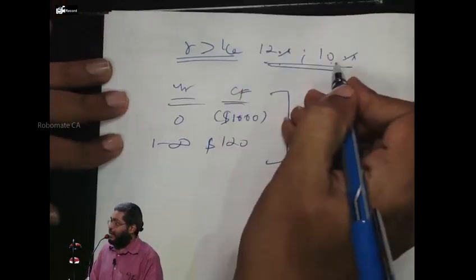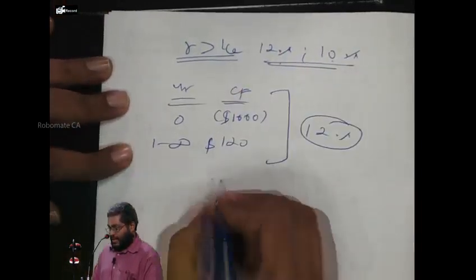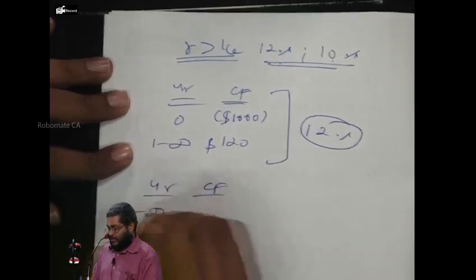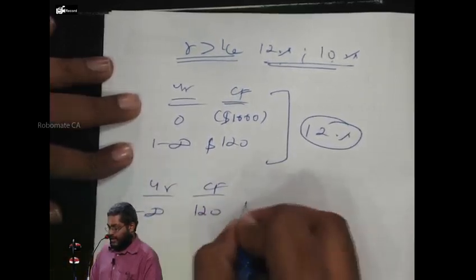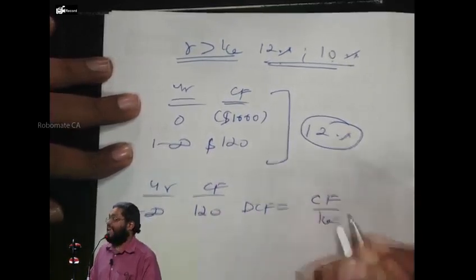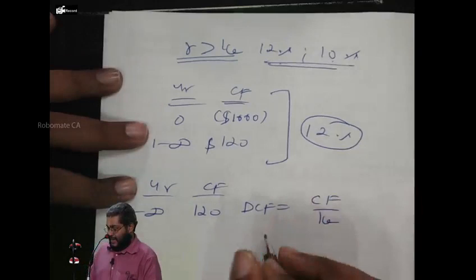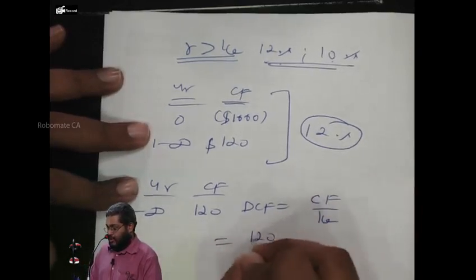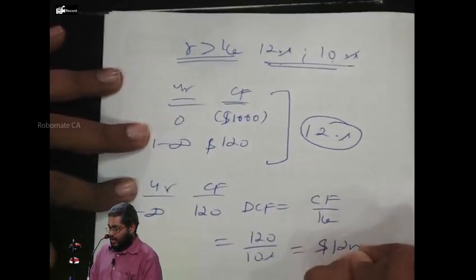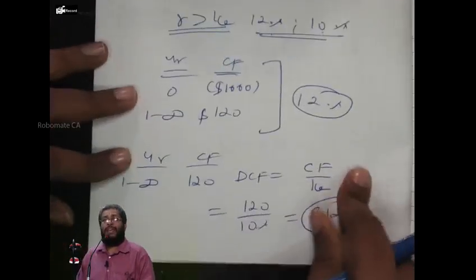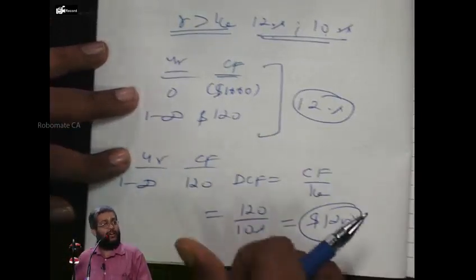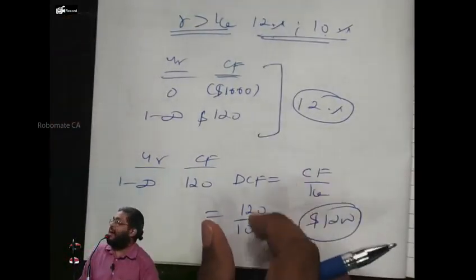What is the cost of capital? 10%. So I have the cash flow from year 1 to infinity. What is the cash flow? 120. Discounted cash flow is equal to the cash flow divided by KE, the cost of capital. What is the cash flow? 120. What is KE? 10%. What is the amount? $1,200. For me, the project is not worth $1,000, but $1,200. Yes or no? There is $200 extra NPV. Are you following what I am saying?